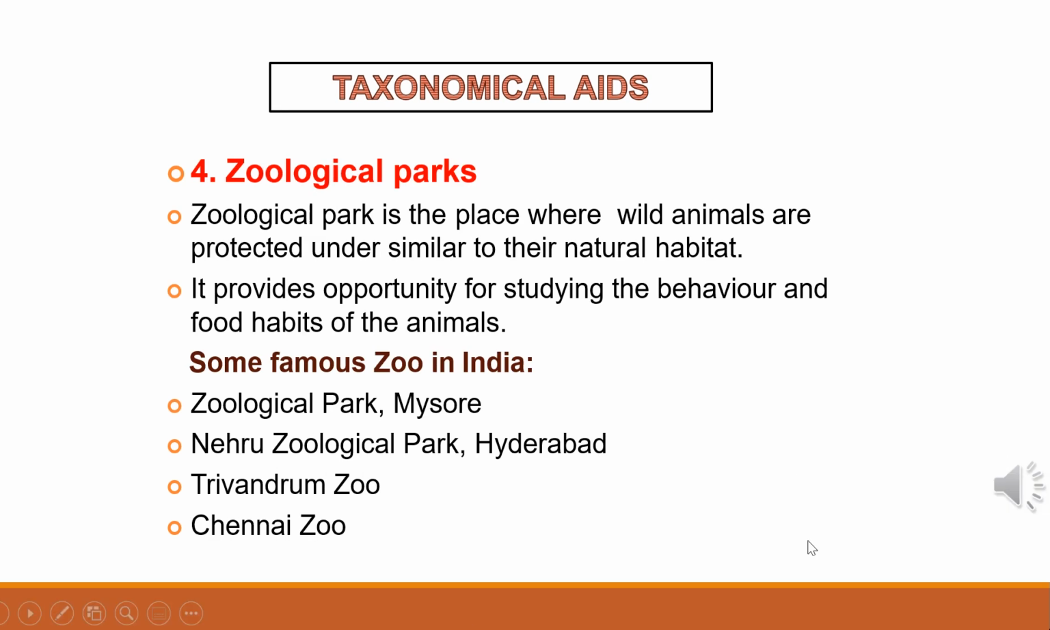Fourth taxonomical aid is zoological park. Zoological parks are enclosed areas where animals are kept in open enclosures instead of cages as in zoos. Zoological parks provide a more natural environment to animals. Therefore, most zoos are being converted into zoological parks so that the animals can be kept in natural habitat, and it provides opportunity to study the behavior and food habits of the animals etc.